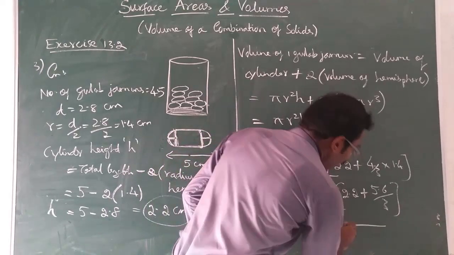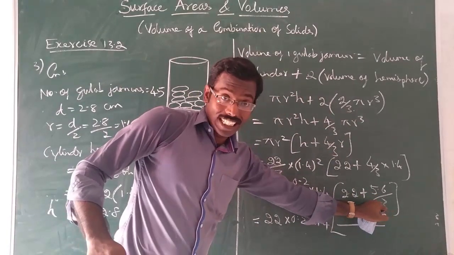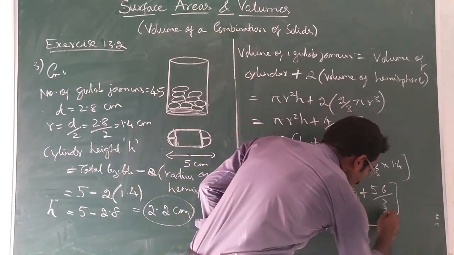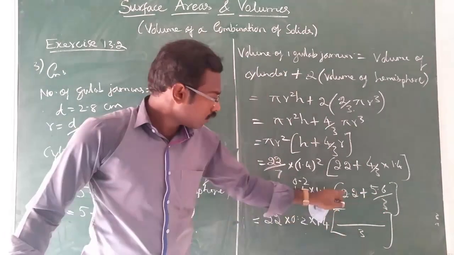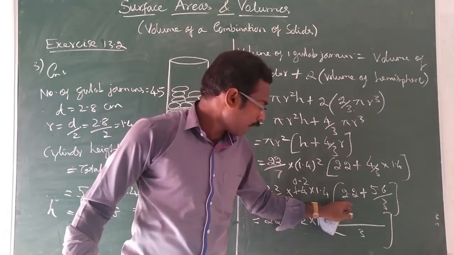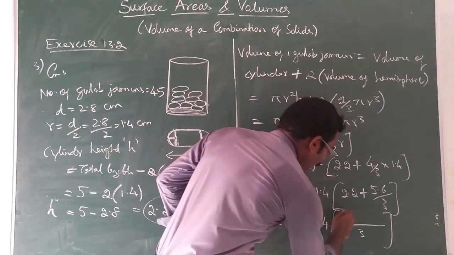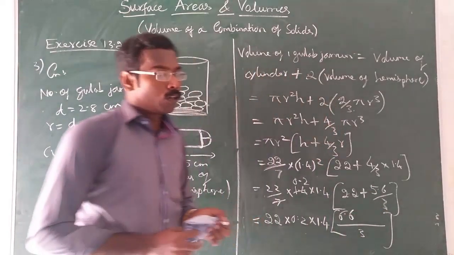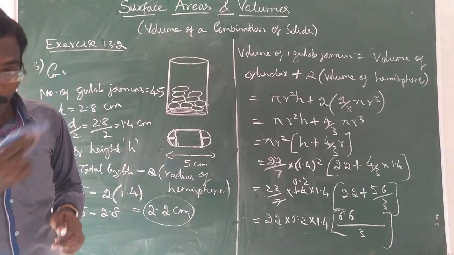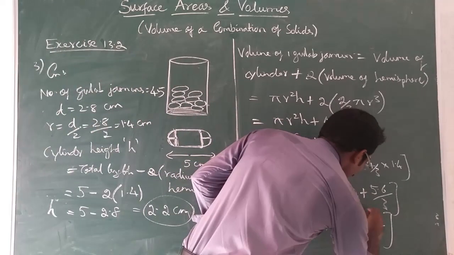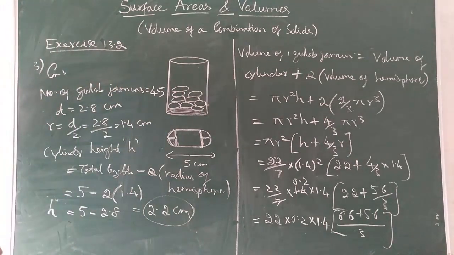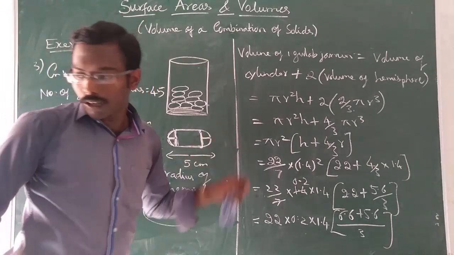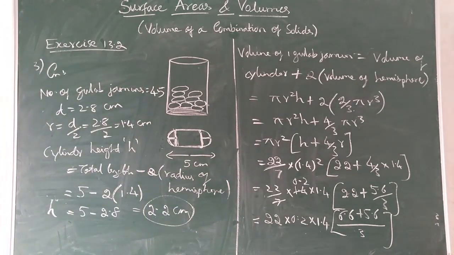Then here take the common LCM. 3 is there, so take the common LCM 3. Now 2.2 into 3, what is that? 2.2 into 3 is 6.6. Understood or not? 2.2 into 3 is 6.6, plus 5.6, so 6.6 plus 5.6 divided by 3. Okay, so now I will erase this.